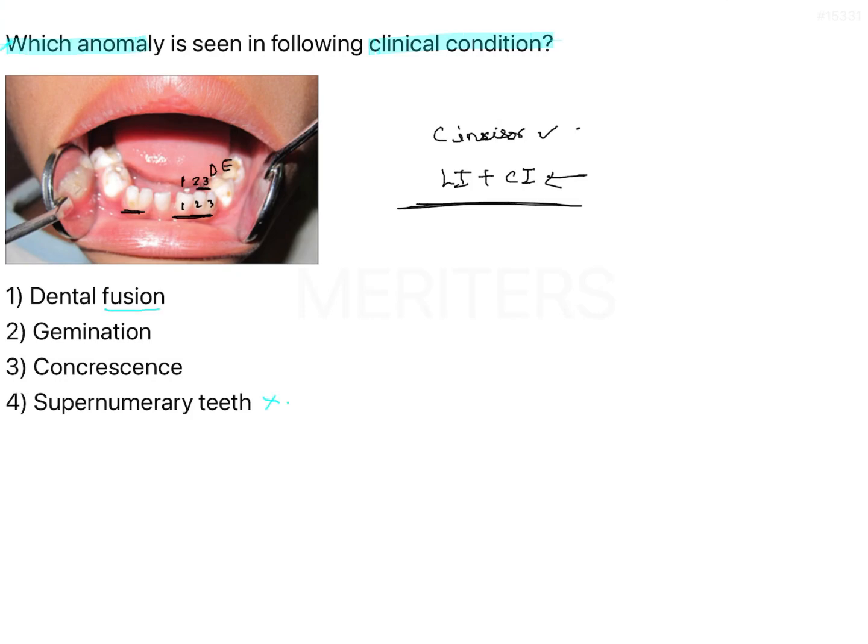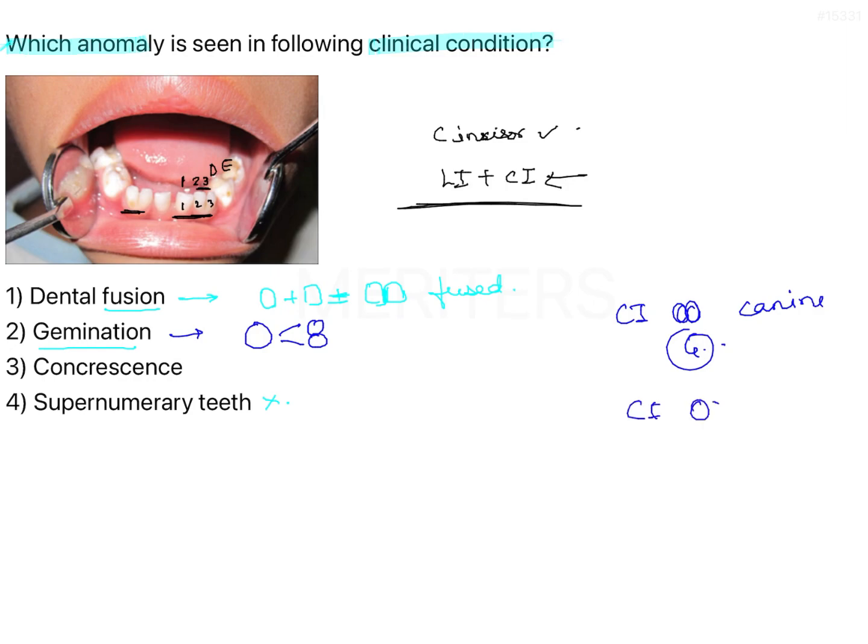Now let's talk of fusion and gemination. When you talk of fusion, two teeth are physically combined with each other and they look like two units fused together. In gemination, however, one single tooth splits into two entities which are merged together. So, if it was central incisor and two lobules of lateral incisor and then canine, then this is gemination. But here it is central incisor and lateral incisor and canine, so this is fusion.